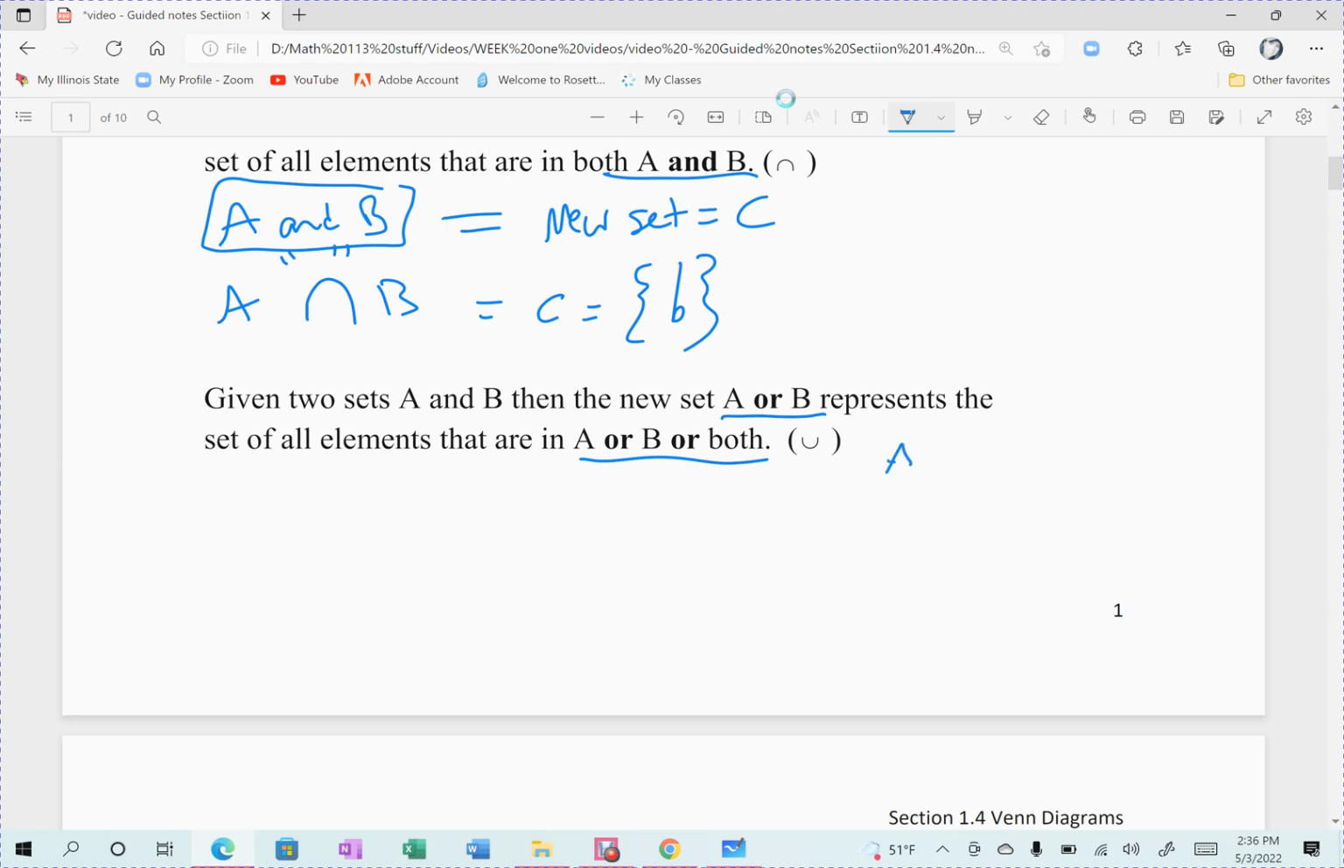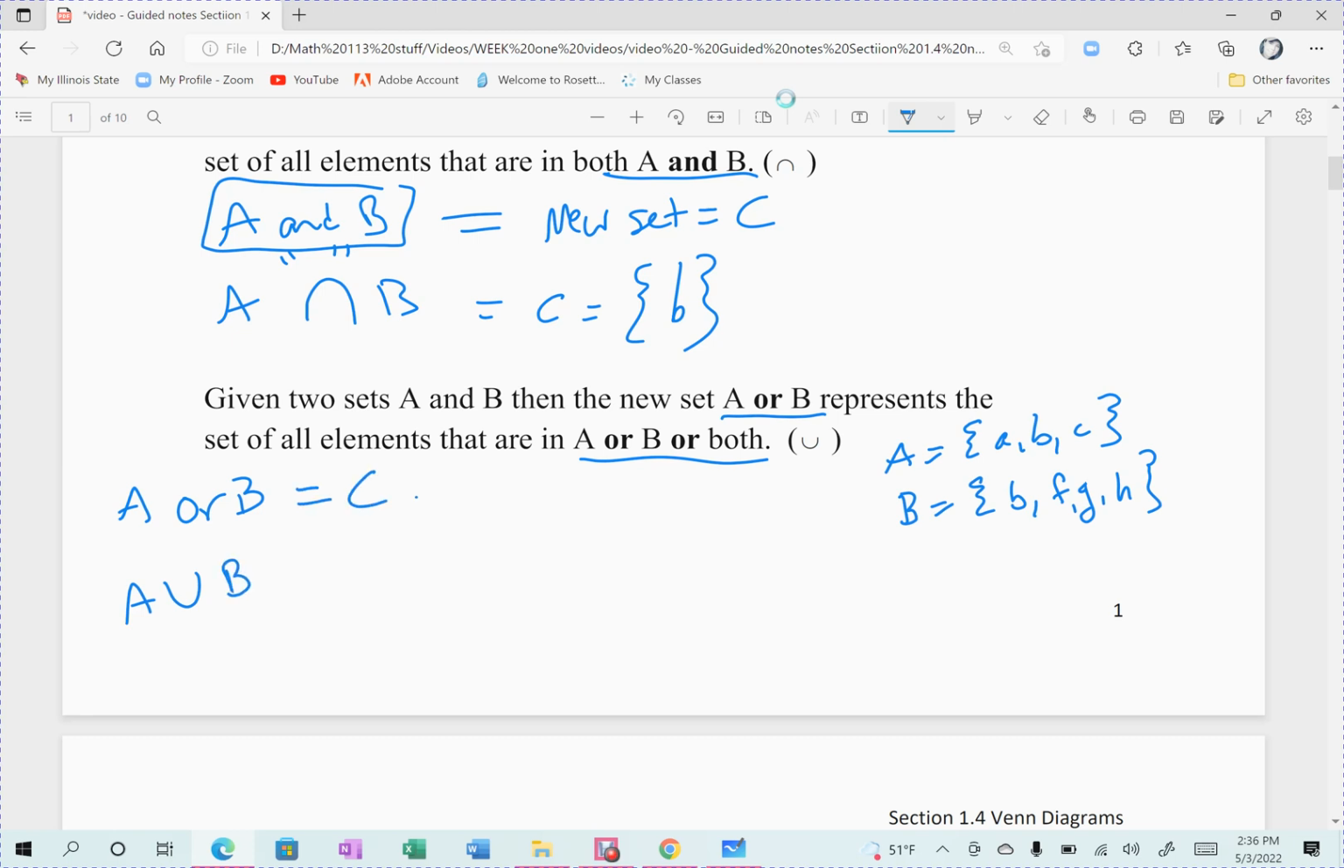All right, so if A was the letters A, B, C, and B was the set B, F, G, H, and I want everything from A or B, and again, the symbol for that is sort of an upside down U. We'll call that new set C. Well, it's basically all-inclusive. Everything from A gets included, and everything in B gets included.